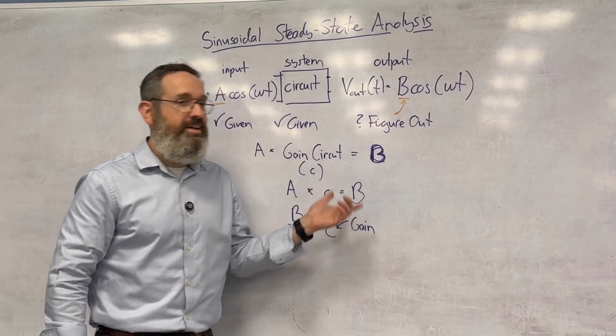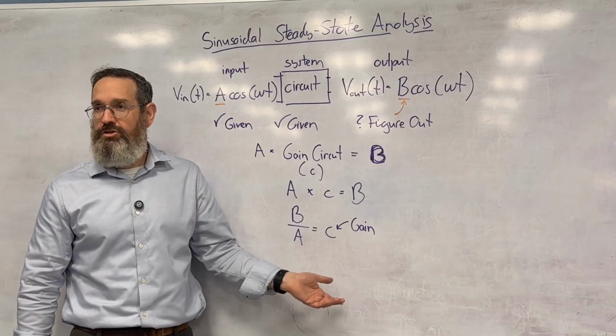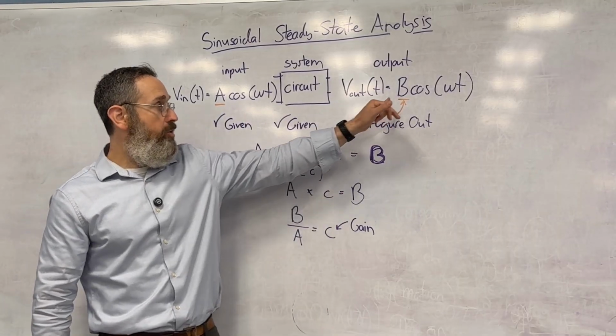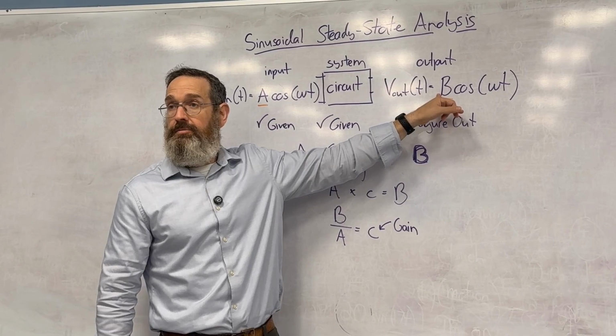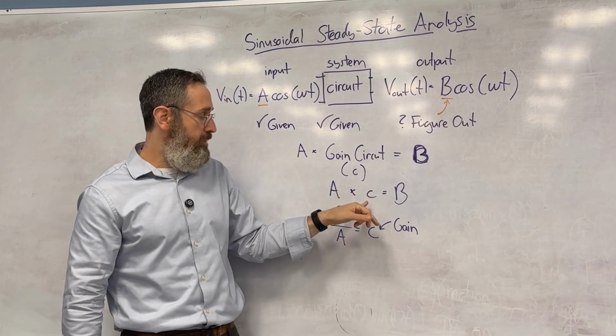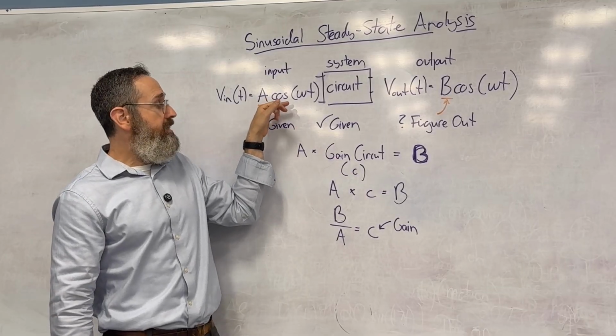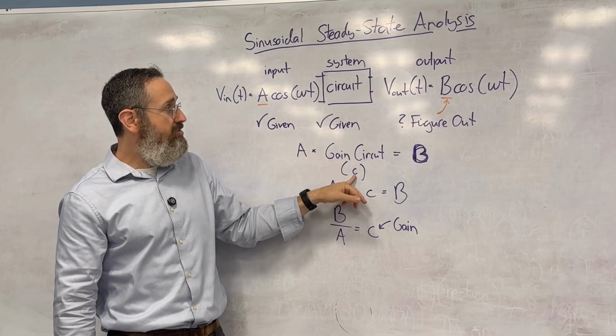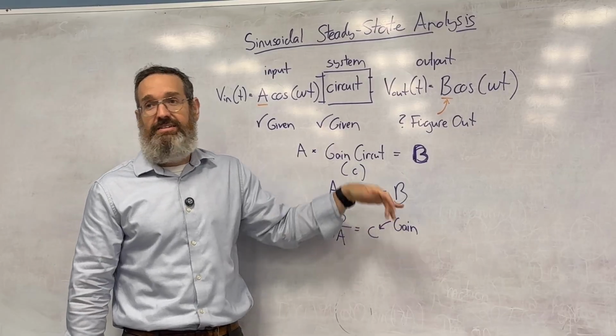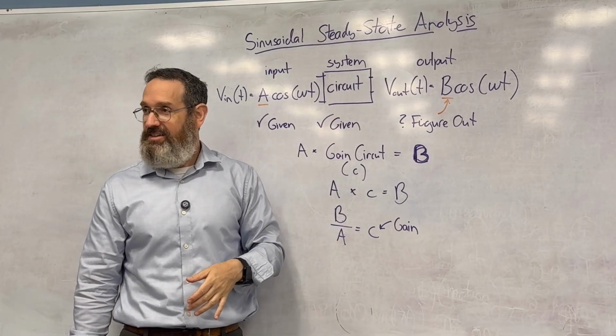I'm just writing the same thing over and over again, but I want you to understand that to know B, all you have to know is C. If A is 3 and C is 2, B is 6. And you have won sinusoidal steady state analysis.